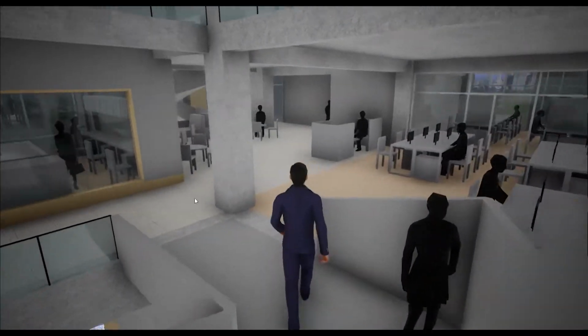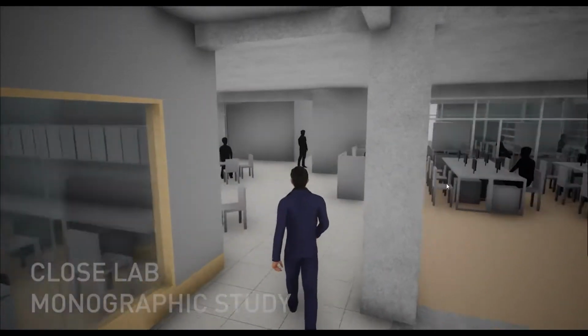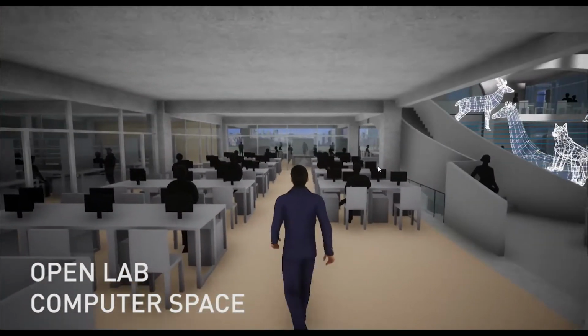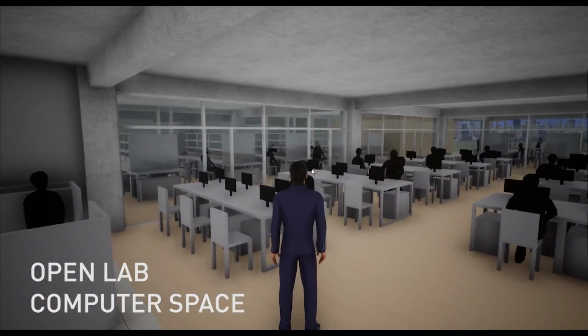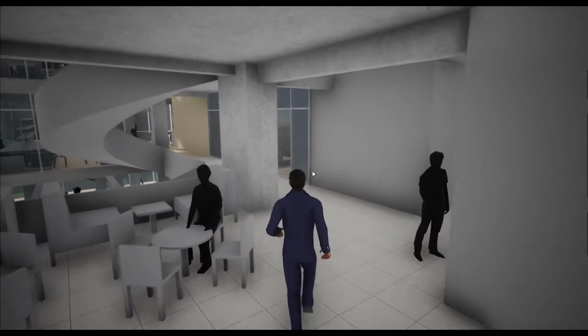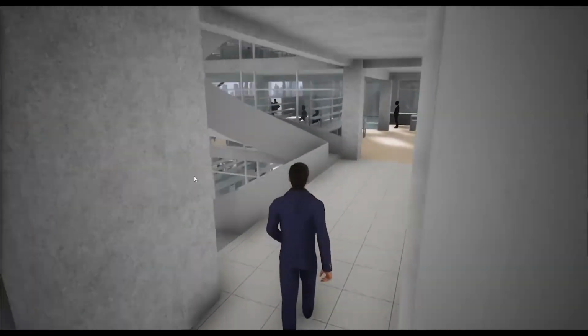There are closed labs for PhD students, and open labs for undergraduates or masters students to complete their papers. You still need an ID card to enter the lab area. It is next to the computer space, which is convenient for students to record data and provides them the opportunity to communicate.